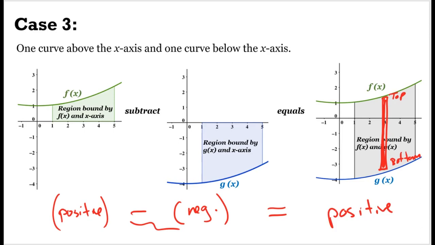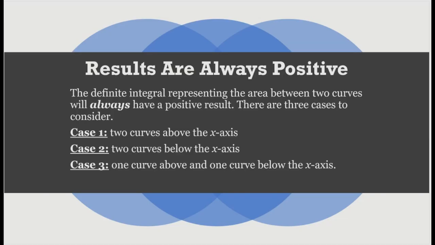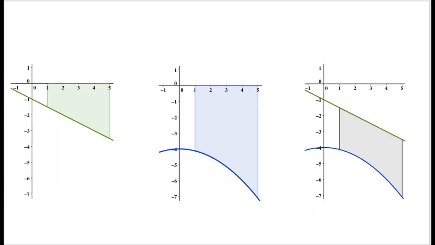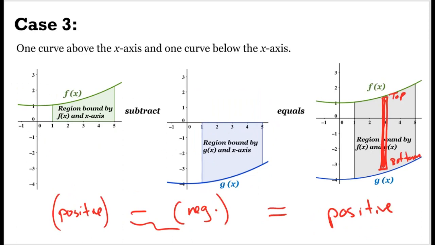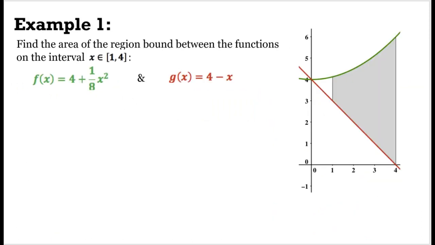So that's just a quick run through of why results are always positive for the definite integral. We looked at the 3 different scenarios that can come about from the area between two curves, and we saw that all 3 of them give us positive results. So now we're ready to do our first example.